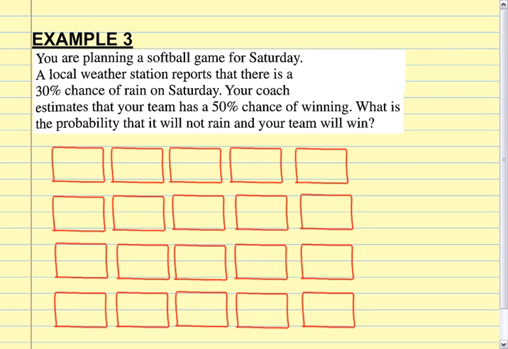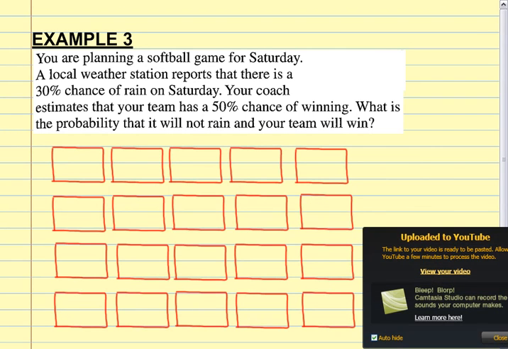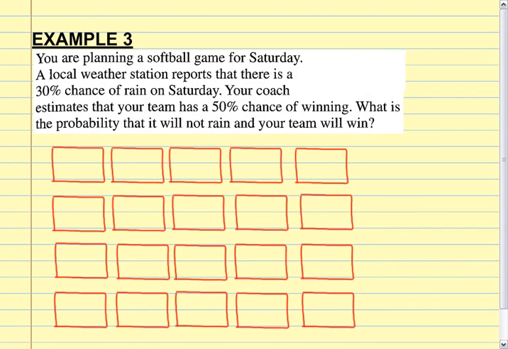Okay, folks, we're trying to figure out what our chances of winning on Saturday are. We read that problem. I'm going to read through it again quickly just to bring us back up to speed. You're planning a softball game for Saturday. A local weather station reports that there's a 30% chance of rain on Saturday. Your coach estimates that you have a 50% chance of winning. What is the probability that it will not rain and your team will win?